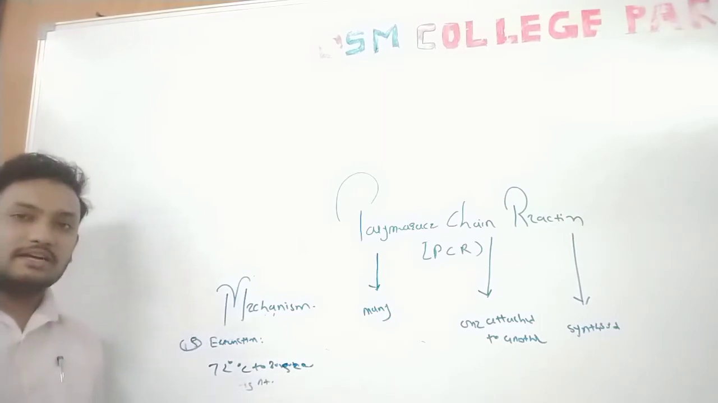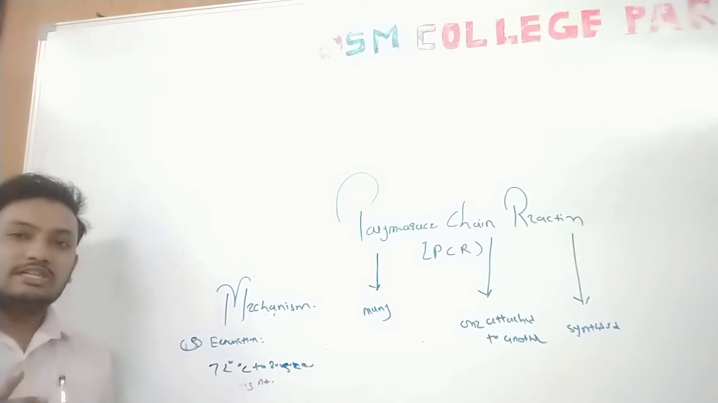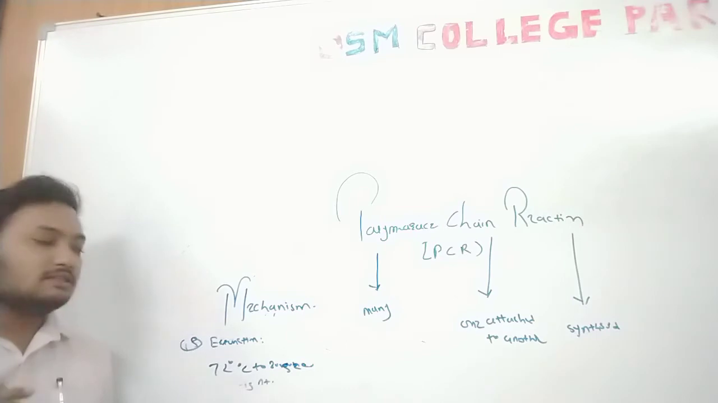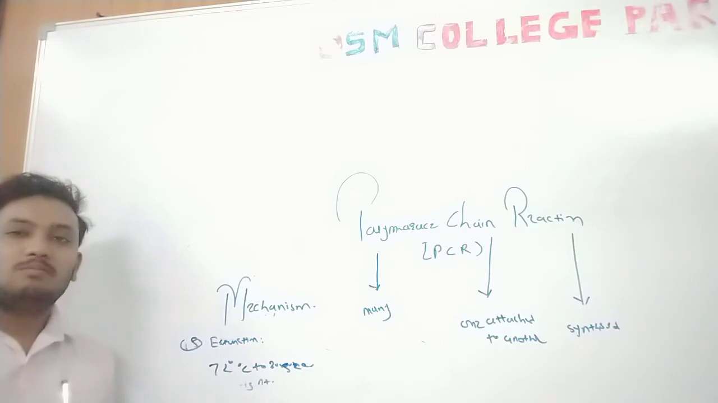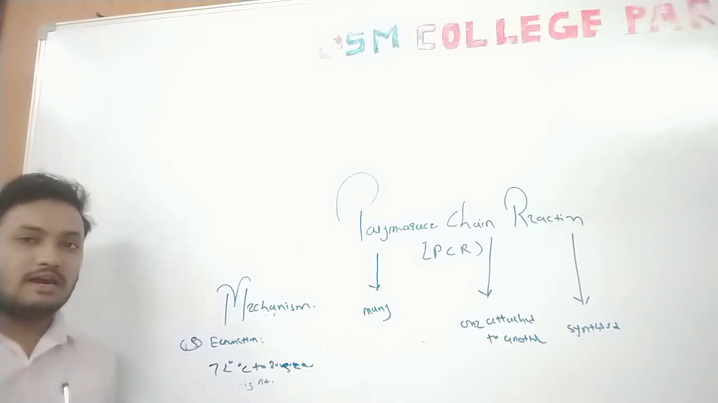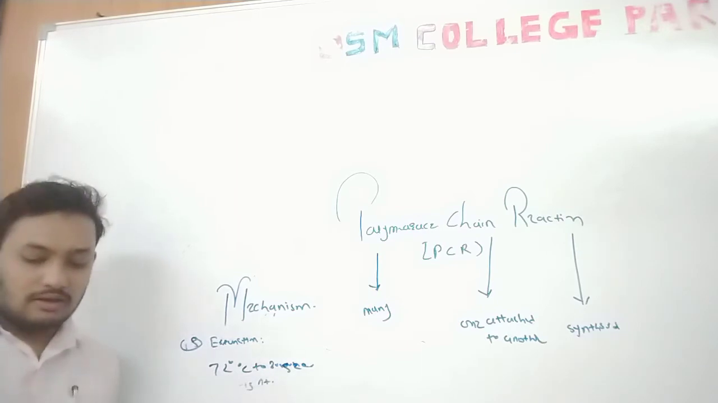Note this. The first reaction is denaturation, then primer annealing is the next process, then the last one is extension. Okay, so different temperatures and different reaction mixtures are involved in the completion of the polymerase chain reaction. Okay, here we have completed the mechanism of the polymerase chain reaction.